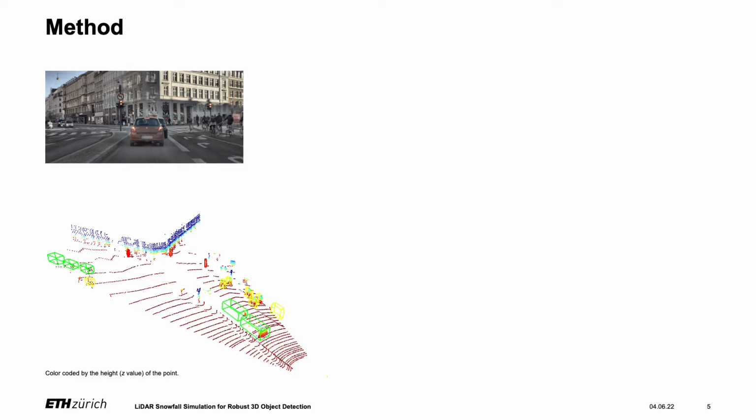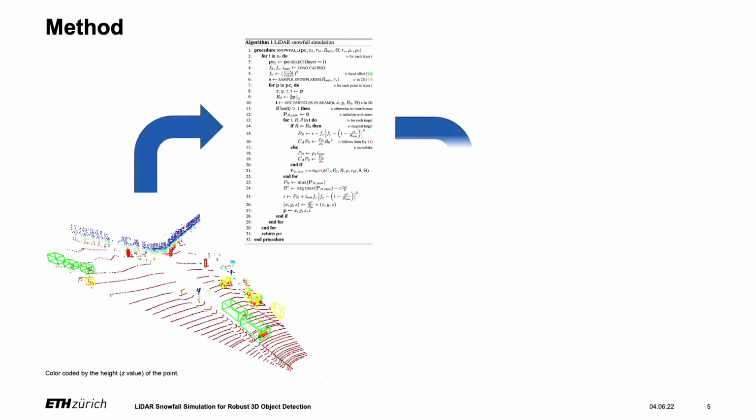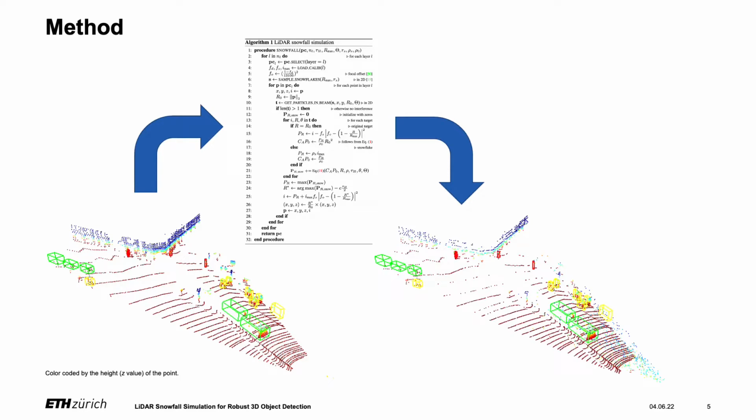That's why in our paper we introduce a snowfall simulation pipeline that can convert a clear weather point cloud into the same point cloud as if it was captured in real snowfall. Note that valid points disappear due to backscatter introduced by the simulated snowflakes.